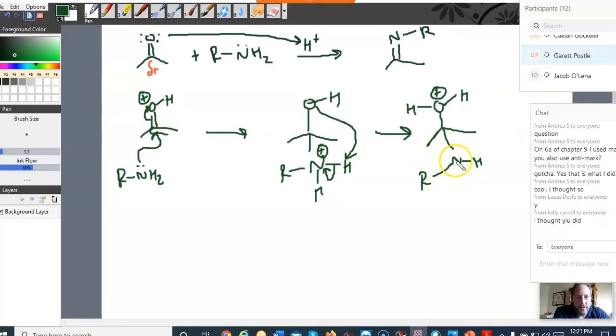All right, and then the driving force here: the water wants to leave. Again, oxygen does not want to have a plus charge. It wants these electrons to go to the oxygen. So in order for that to happen, these lone pairs on the nitrogen pop down to form your pi bond, which is what we want eventually, and kicks out that water molecule. I know it's currently upside down, but it doesn't matter which direction we want.